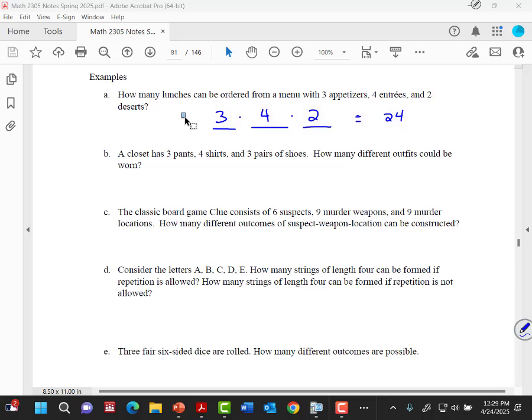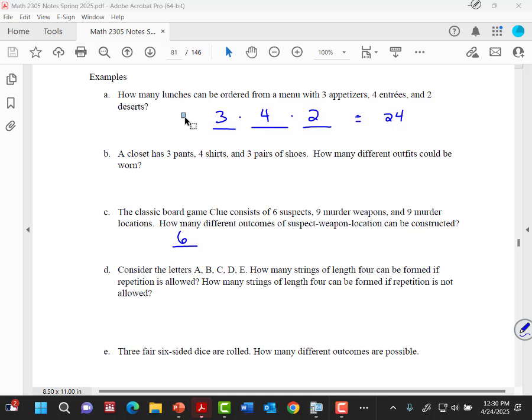Let's take a look at C. The classic board game Clue consists of 6 suspects, 9 murder weapons, 9 locations. How many different outcomes of suspect, weapon, location can be constructed? Okay, so for those of you who are familiar with the board game Clue, you randomly select a suspect in confidence and put them in a sealed envelope, followed by a murder weapon, followed by a location.